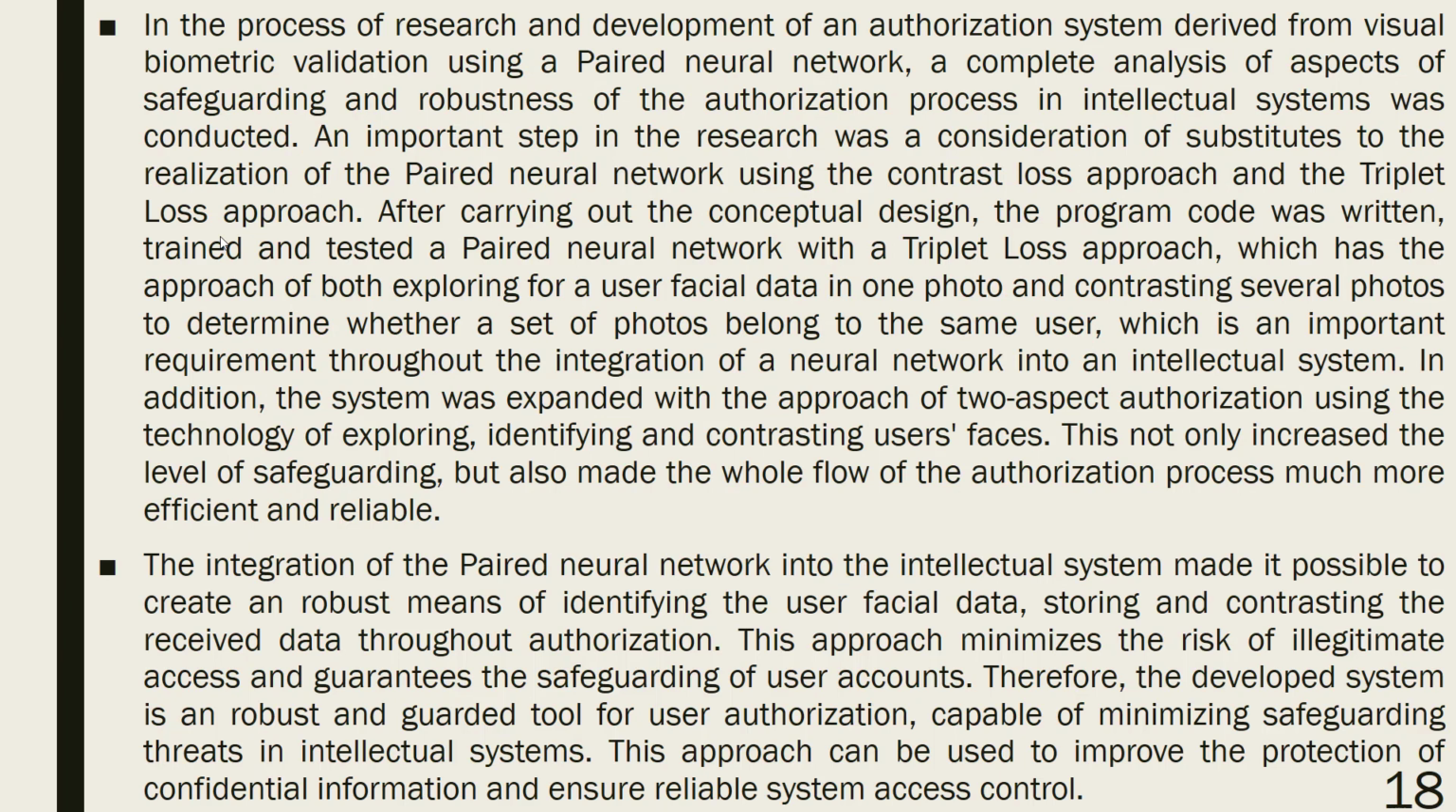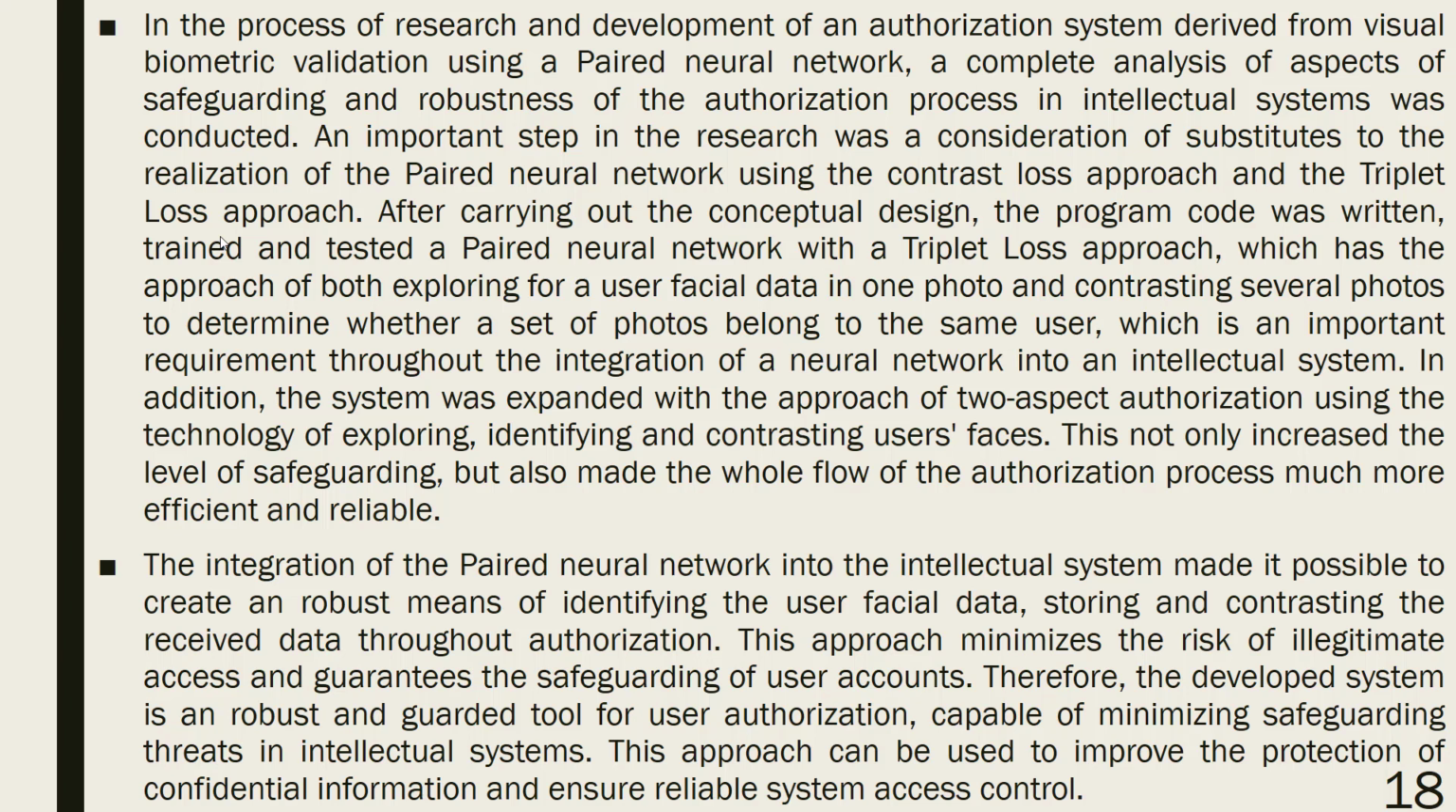In the process of research, the development of an authorization system derived from visual biometric validation using a Siamese neural network, a complete analysis of aspects of safeguarding and robustness of the authorization process in the intellectual system was conducted. An important step in the research was a consideration of alternatives to the realization of the Siamese neural network using the contrastive loss approach and the triplet loss approach.